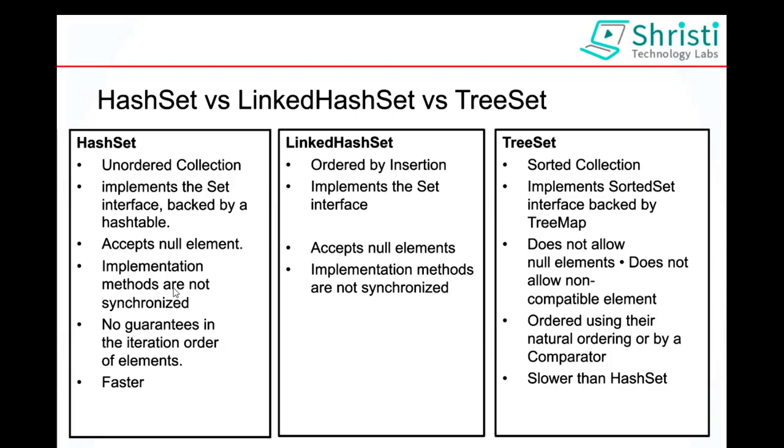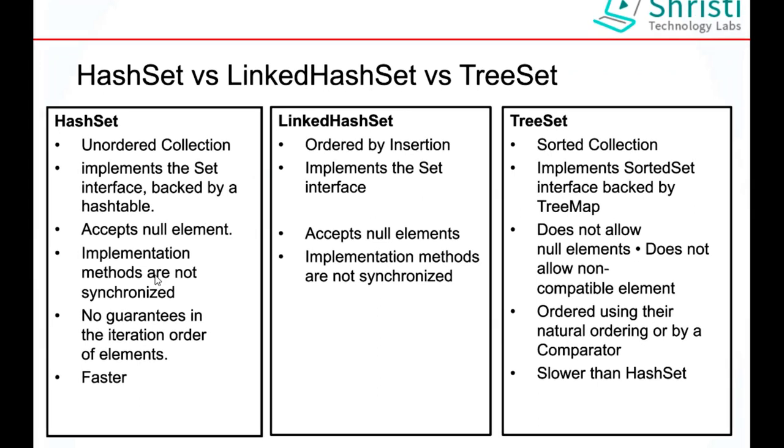Hash set is an unordered collection. Then how are the elements getting added? The elements are getting added by their hash code value. Let me come to linked hash set. The elements are ordered by insertion. It is just similar to linked list. In this case, it does not accept duplicates.